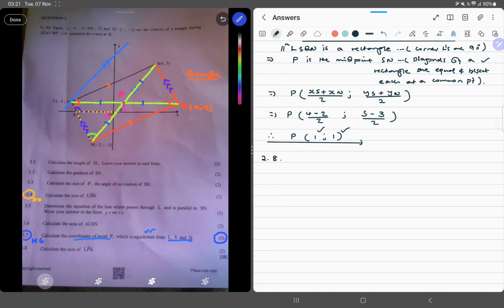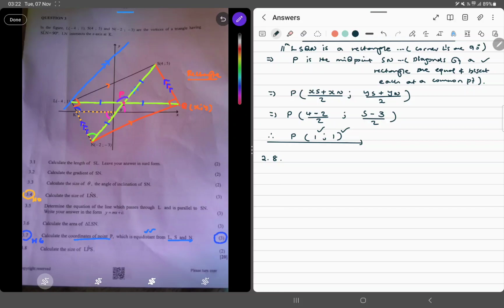Now let's do the last question. 2.8 says calculate the size of LPS. Okay, so where is LPS? LPS is essentially this angle LPS. So this is the angle that we are looking for.